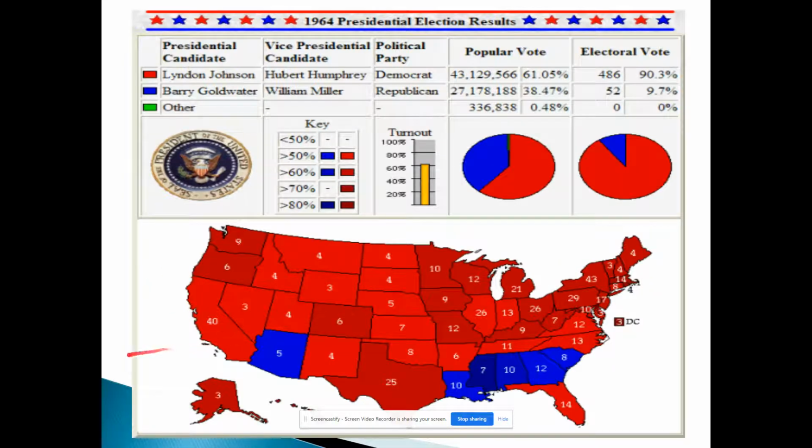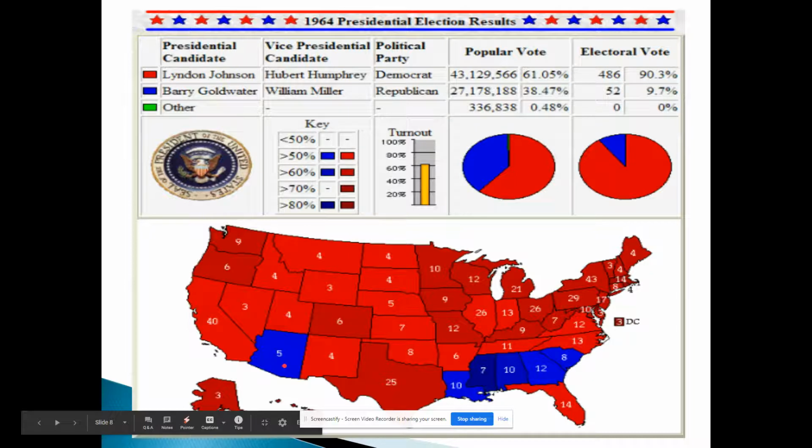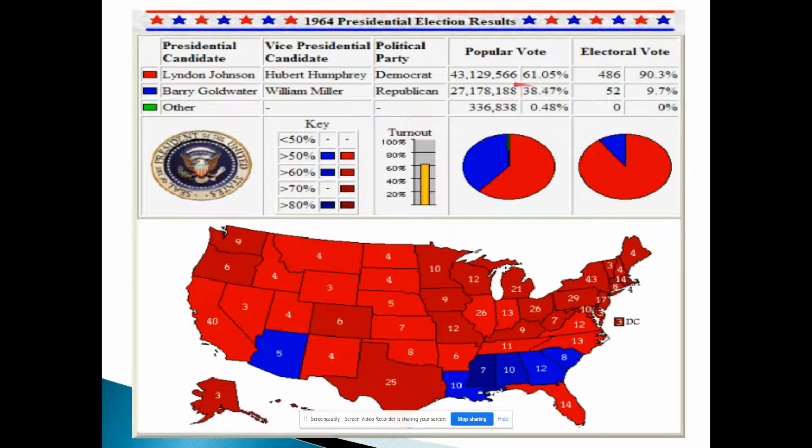This is the map to show you the election in 1964. Everything in red is what Johnson wins. Blue is Barry Goldwater, the Republican candidate, who spoke out against some Vietnam issues and things going on at home. He wins a couple southern states and over here. However, look at the total: 486 to 52, 43 million votes to 27 million. It's 61% of the population.